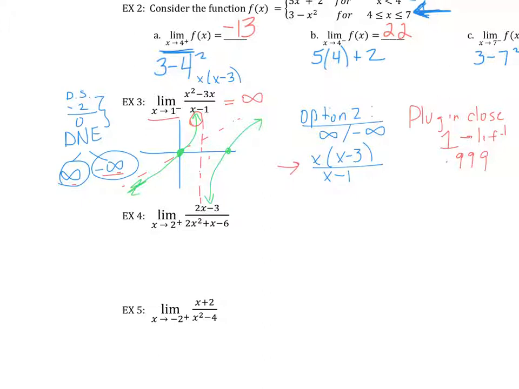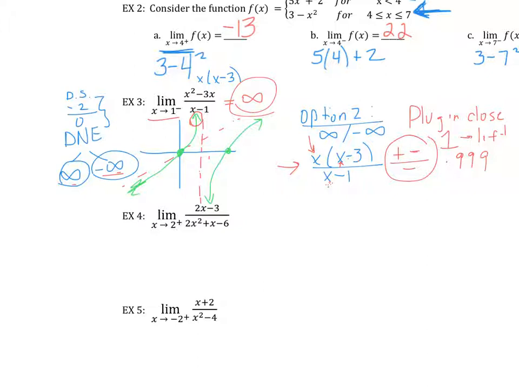And that's why I like it in factored form. 0.999 is positive. If I do 0.999 minus 3, that's going to be negative. If I do 0.999 for this x minus 1, that would be negative. Overall, what would you have? Well, an odd number of negatives is going to be negative. An even number of negatives is going to be positive. So overall, this would be a positive answer. So you're like, okay, well, if it's positive, then it would have to be positive infinity.